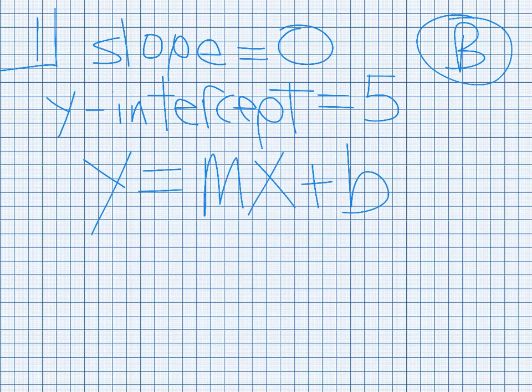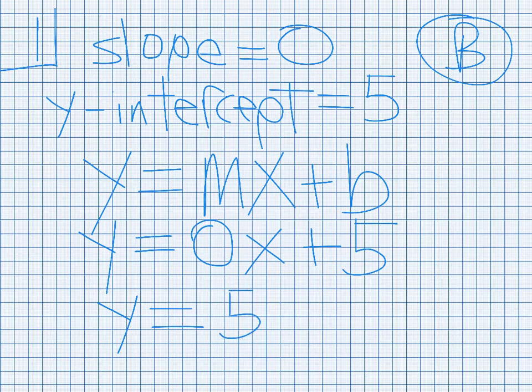Part B says slope is 0 and y-intercept is 5. So again, using this slope-intercept form, m becomes 0 and b becomes the y-intercept. Now in this case, if we were simplifying, we would just write y equals 5.